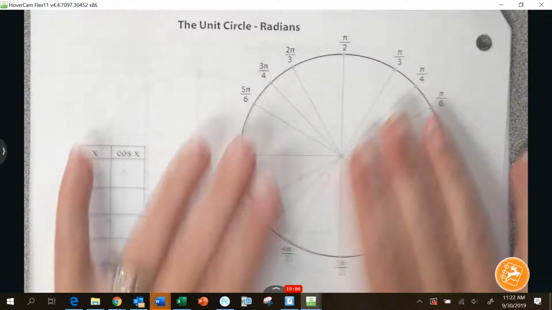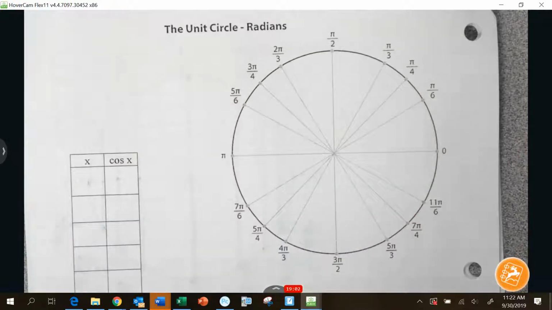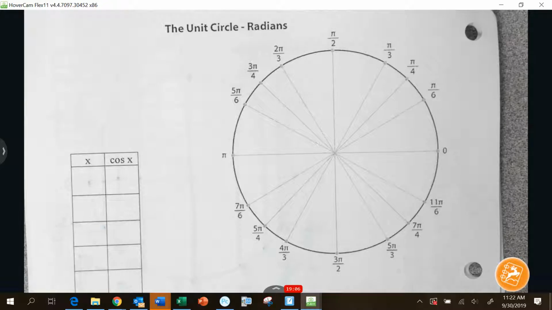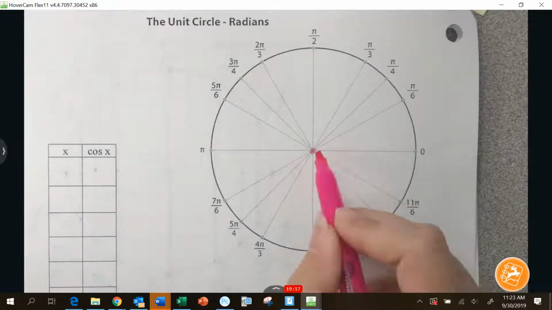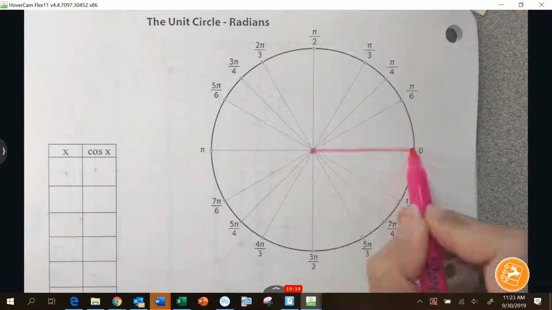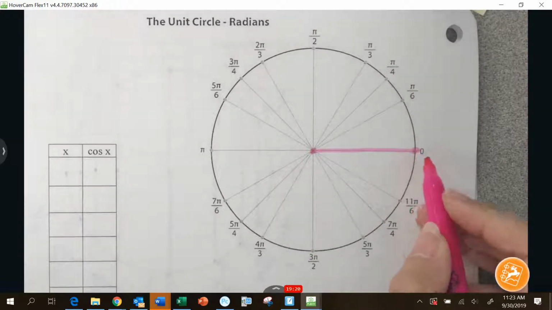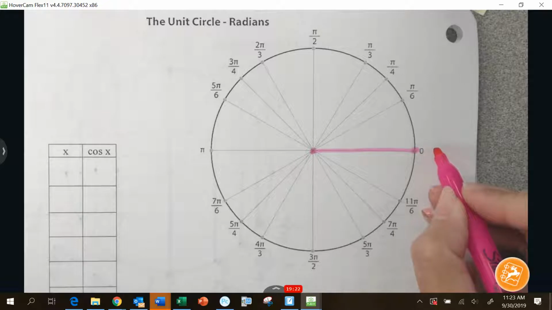We start and we look at the unit circle. And sine was the y values. What's the cosine on the unit circle? It's the x values. So we're going to go around our unit circle and we're going to look at the x values. And I'm just going to look at these right now. I'm going to go from the origin, I'm going to go to 0. And that is the length of how long? What's the cosine of 0? I just made it pink. How long is it? 1.